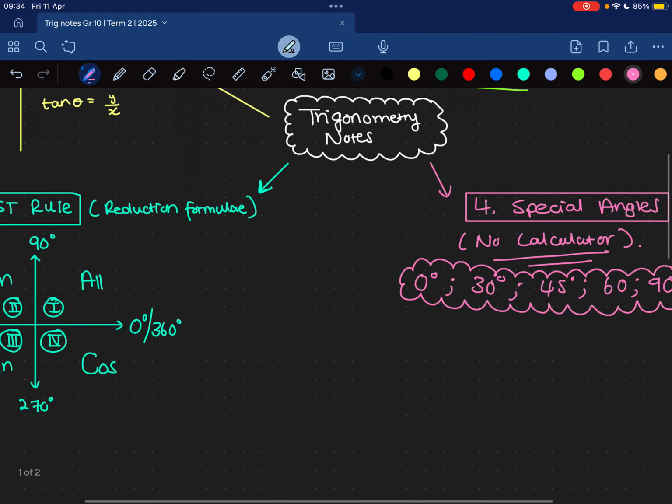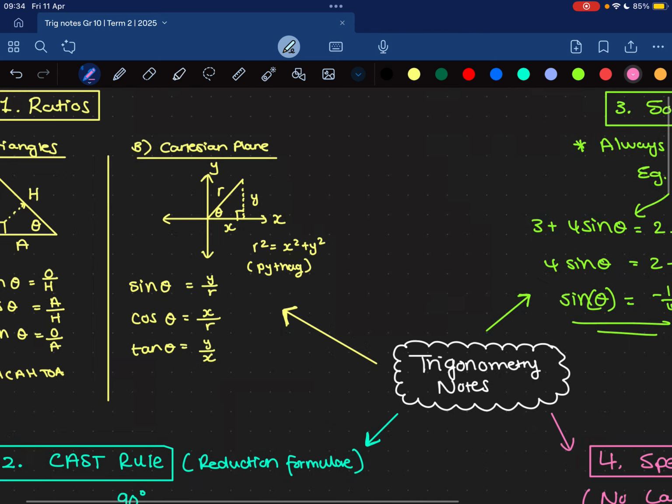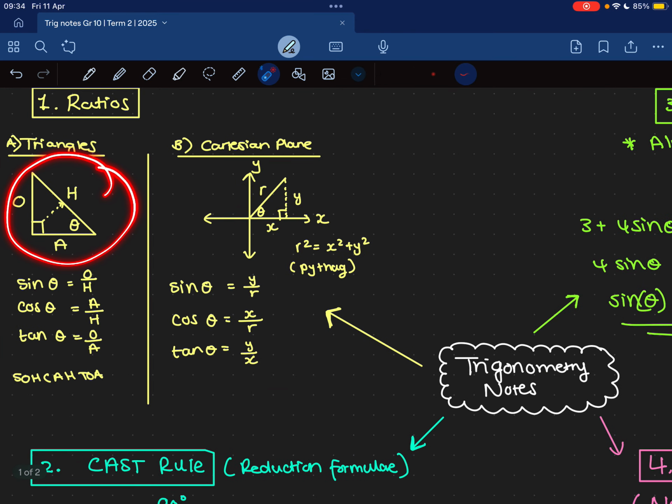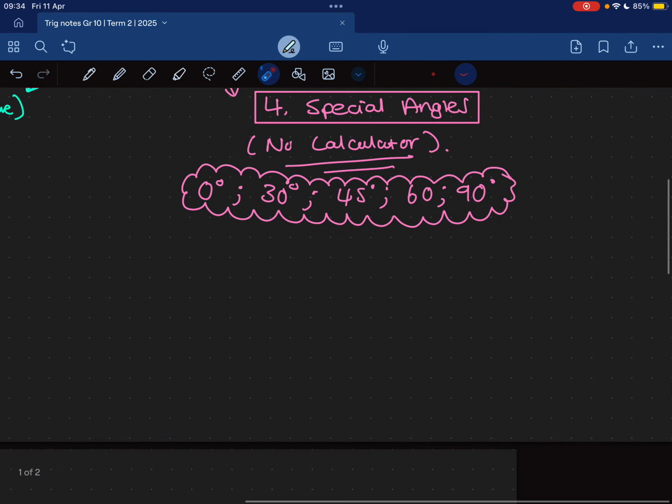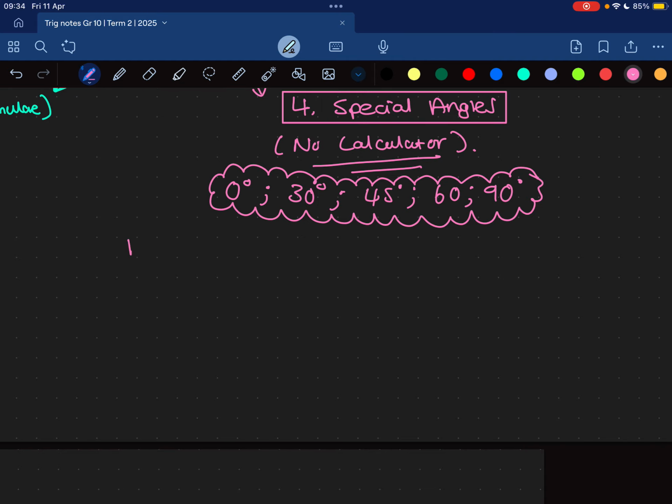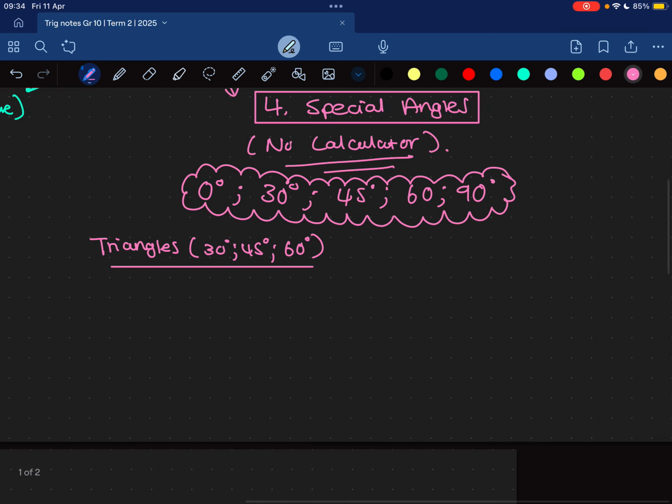Just like at the beginning, where we spoke about the ratios, that there are 2 types of ratios, in triangles and in the Cartesian plane, there are also 2 ways that we solve for special angles. It's in the triangles, which is specifically for 30 degrees, 45 degrees, and 60 degrees. The other way is to use the Cartesian plane, which is for 0 degrees and 90 degrees.